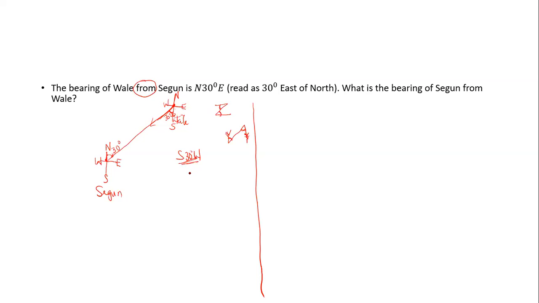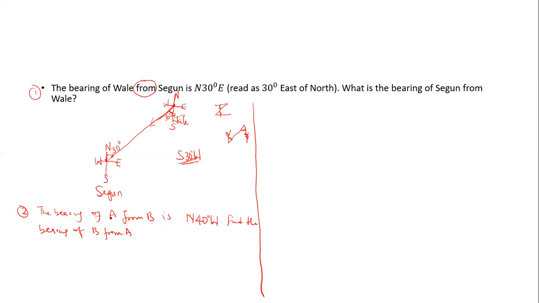Now, we may also have another question. Let's call it question 2, this is question 1. So let's assume that we have been given that the bearing of A from B is 40 degrees west of north. And you are asked to find the bearing of B from A.